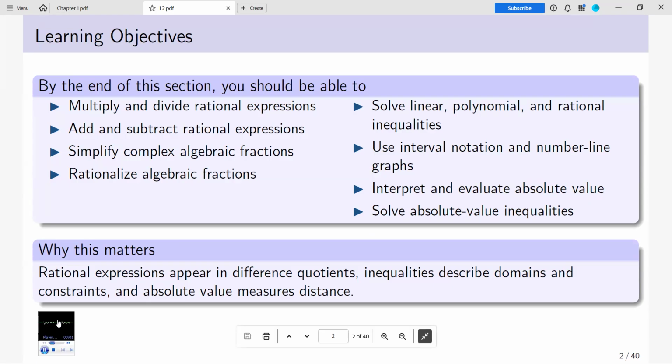Welcome to Section 1.2, Precalculus Review 2. We will review rational expressions, inequalities, and absolute value, three algebraic tools that appear repeatedly in calculus.